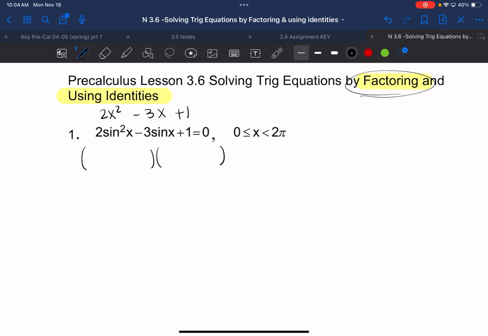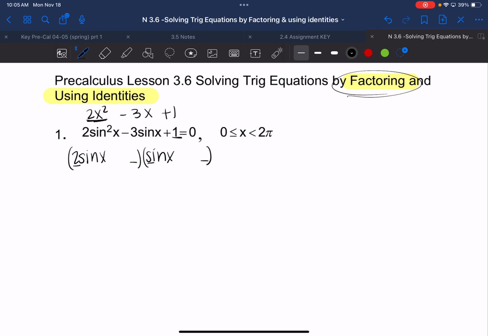Remember, when I make my factors, whatever I put at the beginning of each of my factors would come from that first term, right? What would multiply to give me 2x squared? In this case, yes, 2x squared would be 2x and x. So 2 sine squared would be 2 sine and sine. So 2 sine of x and sine of x would multiply to give me 2 sine squared of x. All right, and then we're supposed to look at the last term to decide what to put here and here. Well, what multiplies to give me 1?